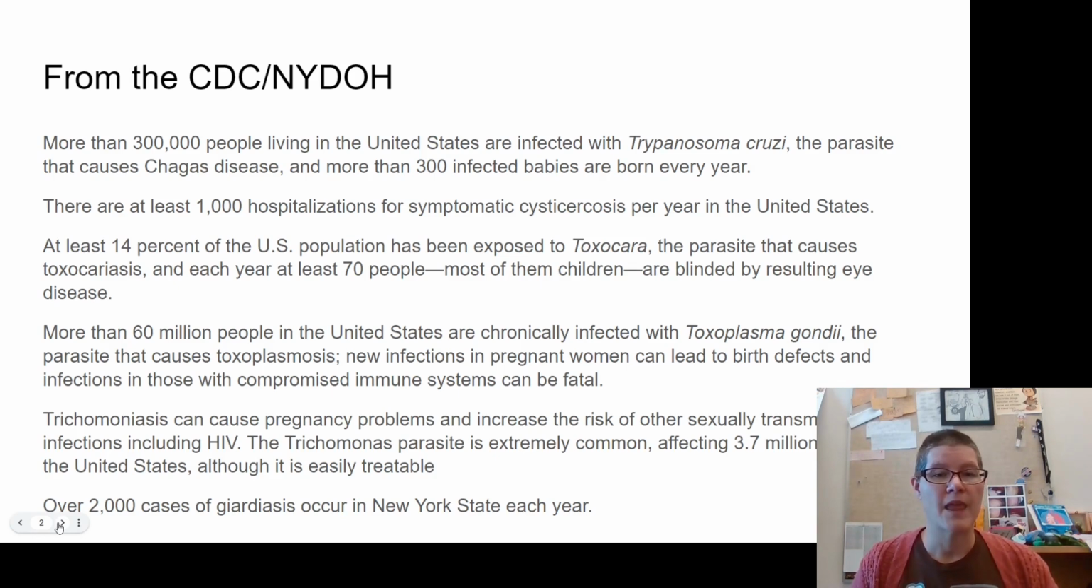There are 1,000 hospitalizations for symptomatic cysticercosis. 14% of the US population has likely been exposed to Toxocara, and so many of them are children. More than 60 million people are chronically infected with Toxoplasma gondii. So this one is massively problematic and causes toxoplasmosis, which, if you are a person with a uterus, was associated with tampon wearing for extended periods of time for a while, I believe. And then trichomoniasis from Trichomonas can cause all kinds of problems. It's considered to be a sexually transmitted parasite. So there are a lot of those.